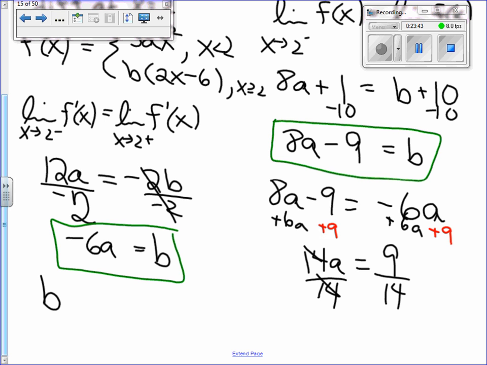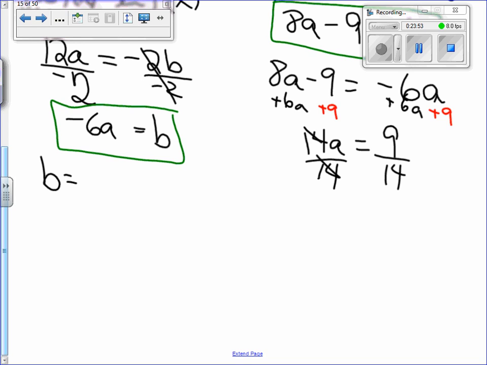Now b is equal to negative 6 times a. Okay, wait a minute. So we have negative 6 times our answer for a, which is 9/14. Now I'm going to put that over 1. No, don't touch the calculators. They'll burn you.